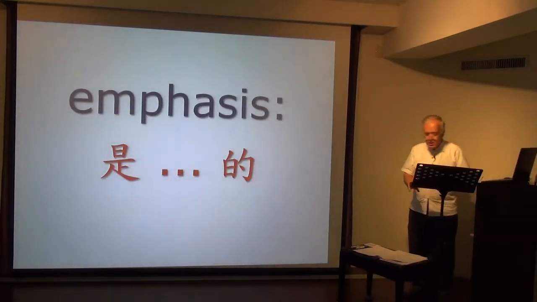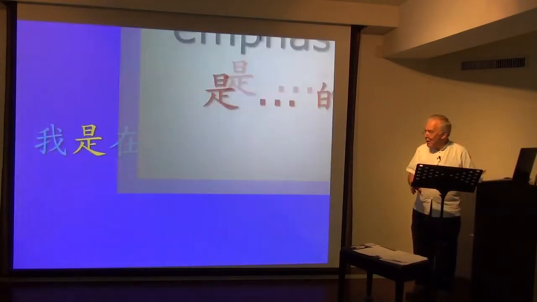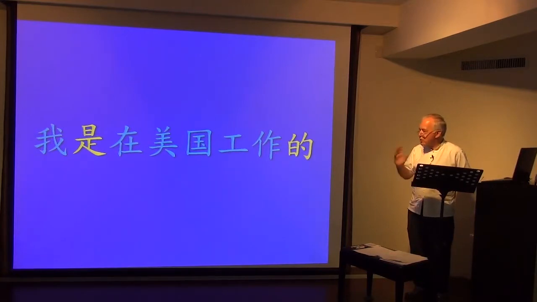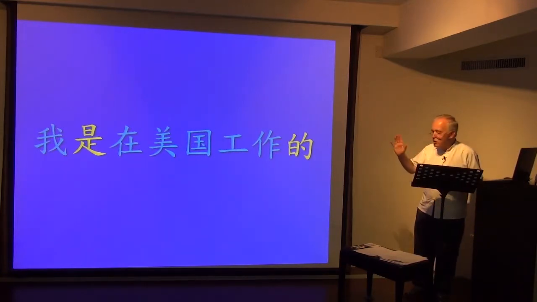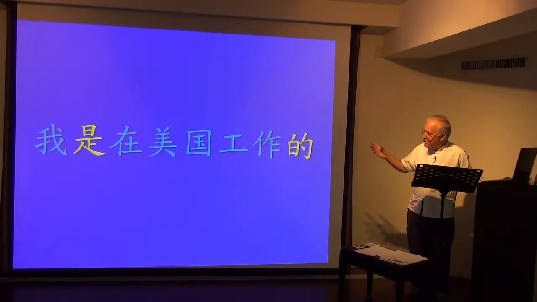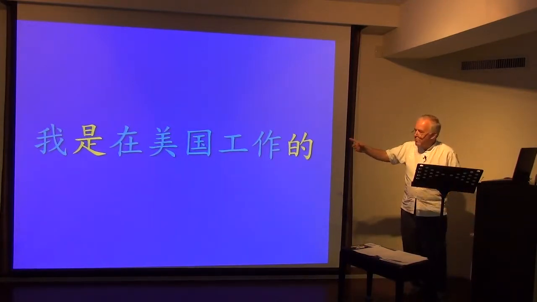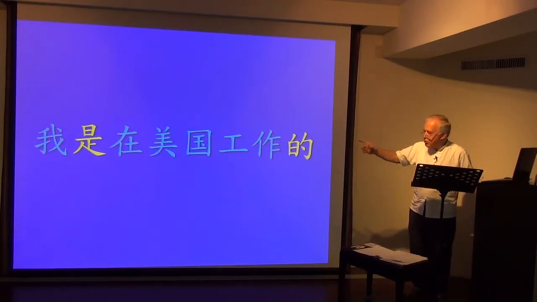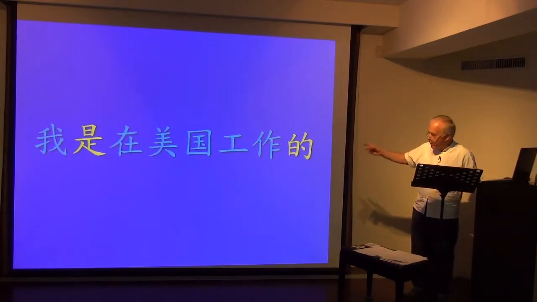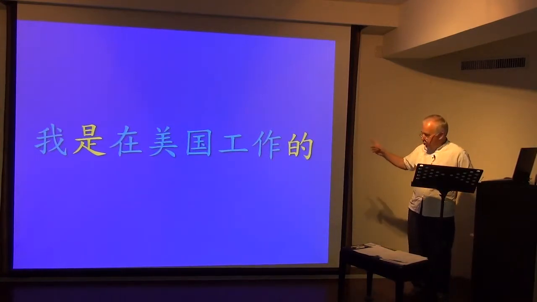Let's move on to this. This is important. 是的，我是在美国工作的。我是在美国工作的。是的 is used for emphasis, particularly talking about things in the past. Now note how we would translate this sentence. The 是 is put before the words to be stressed, here the place word, 在美国, and 的 normally comes at the end of the sentence. Not always, but normally. So here, 我是在美国工作的.